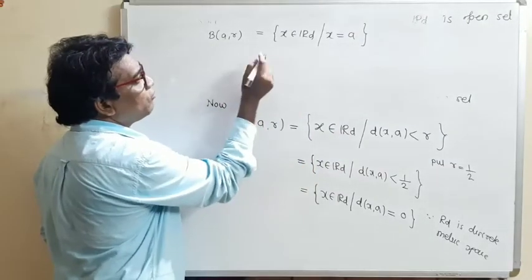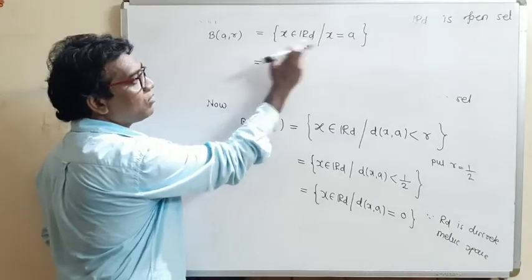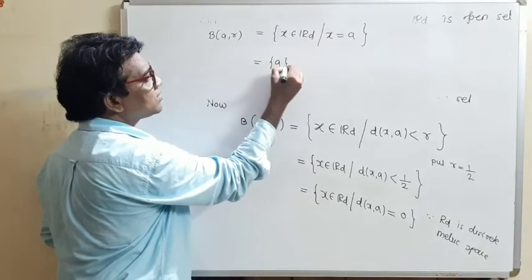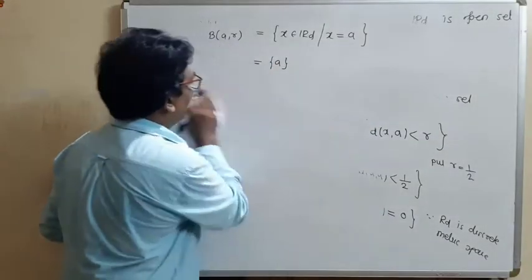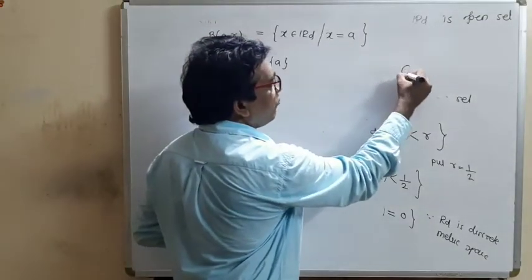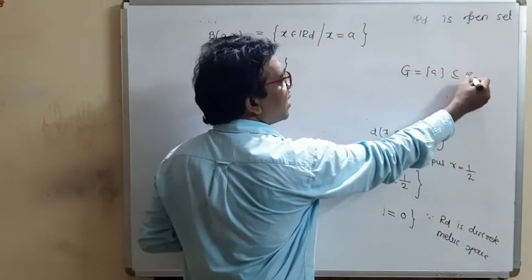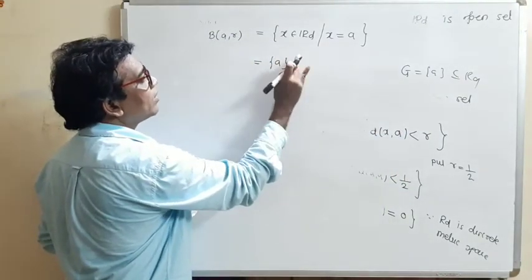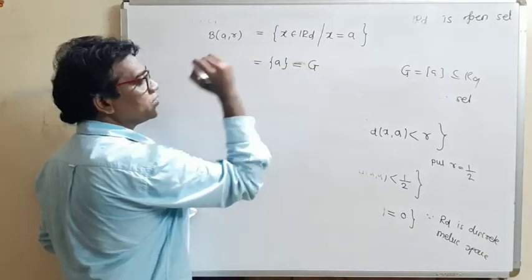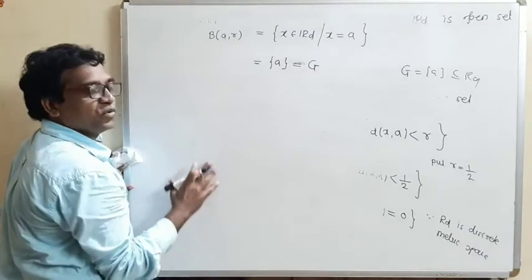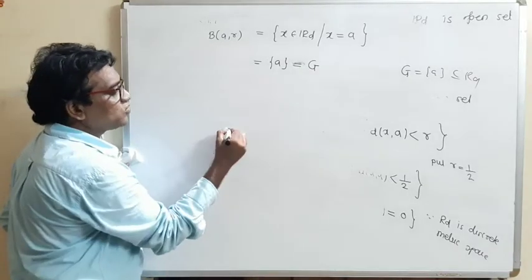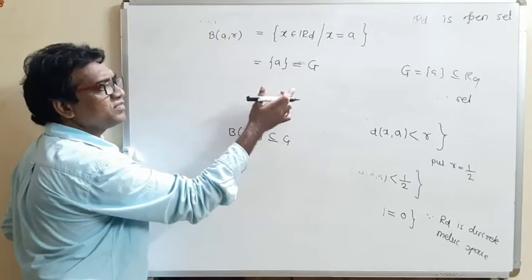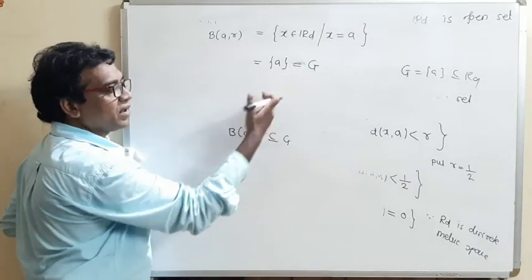So what is this set? We have to find out the set of all those elements X. And what is the value for X? X equals A. A is a single element. So this is nothing but just the singleton {A}. So see, we have taken this G equal to singleton {A} in RD. So what is this singleton {A}? This is nothing but G. So right here, this is equal to G. So see what we have shown. We have found this open sphere B(A, R), it is a subset of G. Instead of equality, we can write here subset.